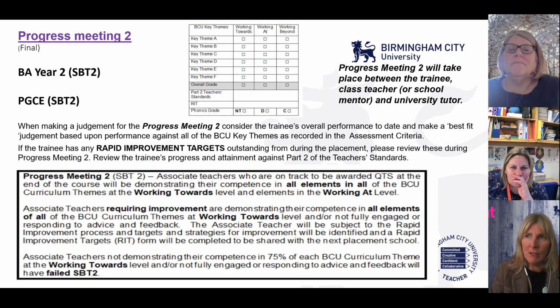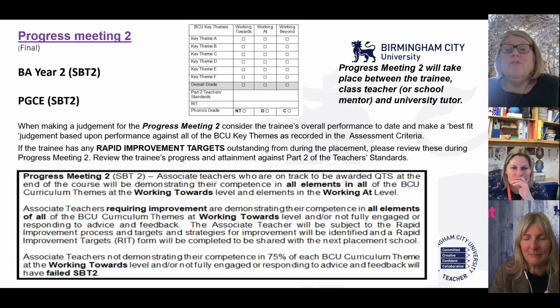But obviously, if you go back one step, at that review meeting, if they weren't on track, a rapid improvement target would have been put in place as well. So they would have had that support to continue to develop. But if they come to this progress meeting still not having that 75% coverage in that working towards, then it's a failed school-based training 2. Hopefully that makes sense. Yeah.